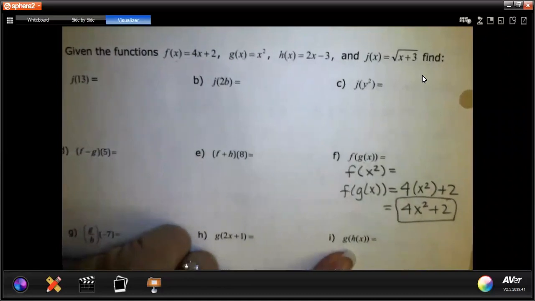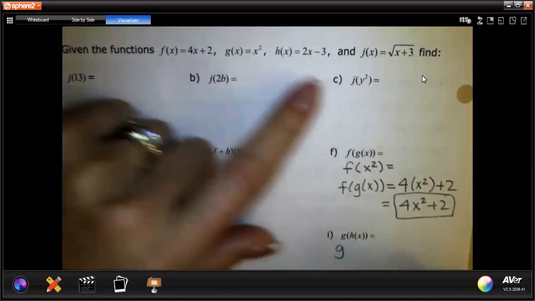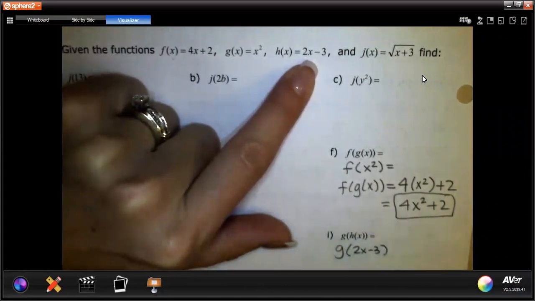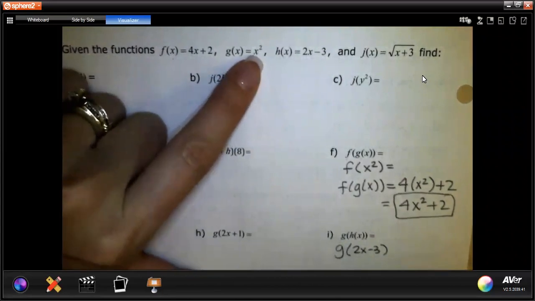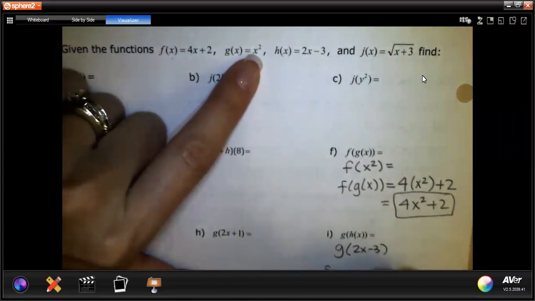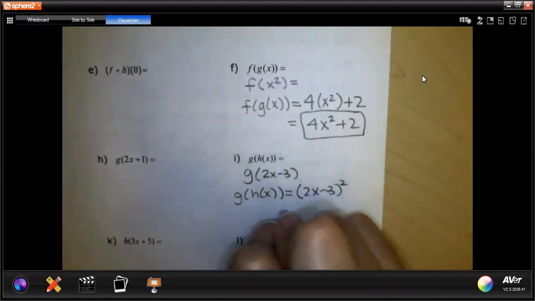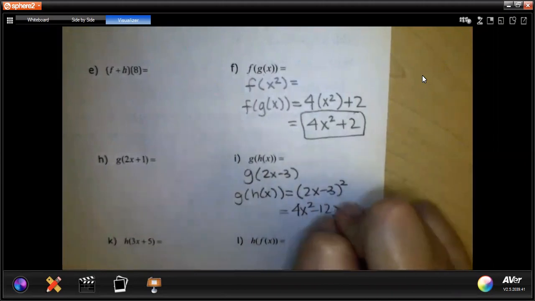Here is another example, g of h of x. So in this case, I'm going to go ahead and replace this h of x with 2x minus 3, because that's my h of x function. Now we're going to go to the g function. That's this one, x squared. And I'm going to replace that x with the 2x minus 3. That's what this means here. And so we get 2x minus 3 squared. And then we would use FOIL or box to simplify this out. And we get 4x squared minus 12x plus 9.